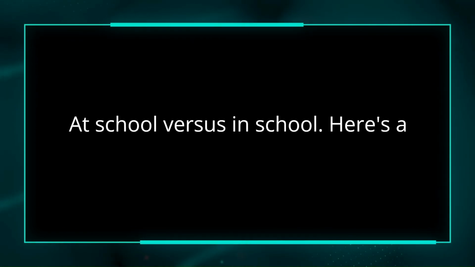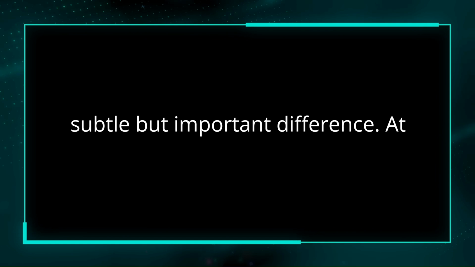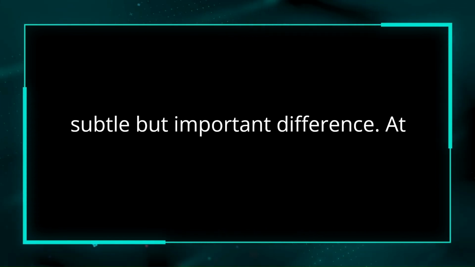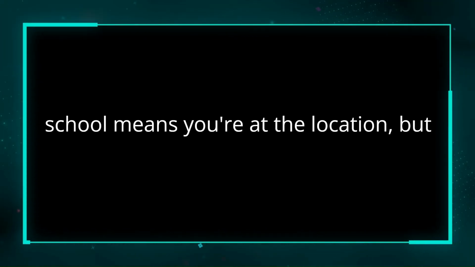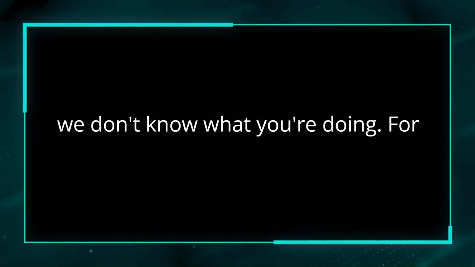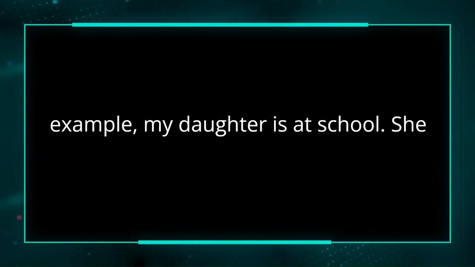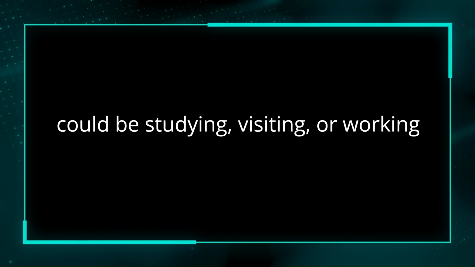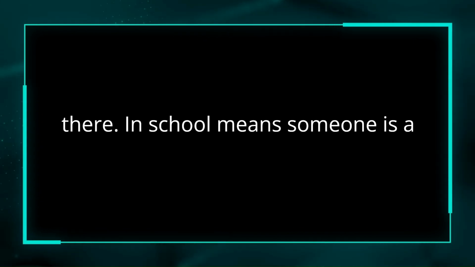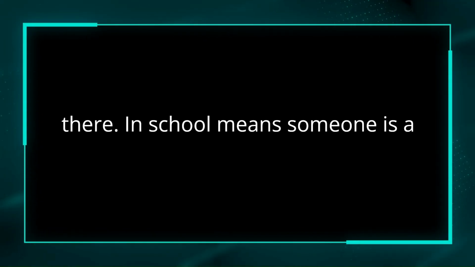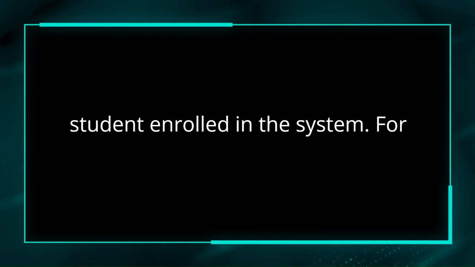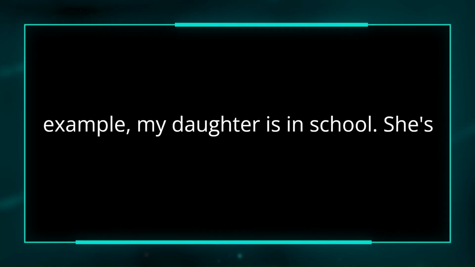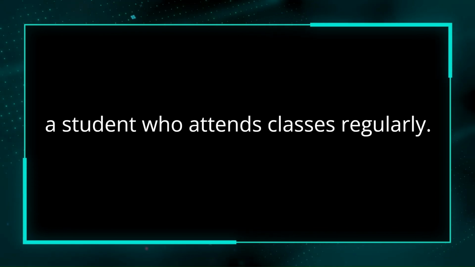At school versus in school. Here's a subtle but important difference. At school means you're at the location, but we don't know what you're doing. For example, my daughter is at school. She could be studying, visiting, or working there. In school means someone is a student enrolled in the system. For example, my daughter is in school. She's a student who attends classes regularly.